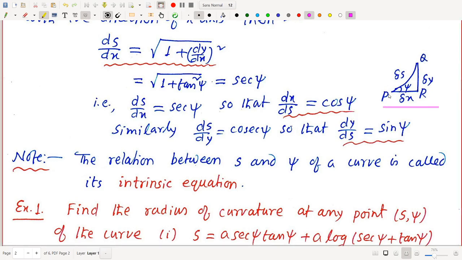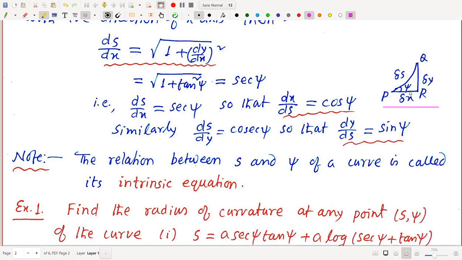These results are to be remembered, and they can be remembered from this elementary triangle. It is not really a triangle, but when P and Q are very near, the arc PQ will be almost straight. That is why this looks like a right angle triangle, and the angle made by the tangent will be the same as this angle psi. PQ makes an angle psi with PR. The coordinates of P are x, y, and of Q are x plus delta x, y plus delta y. So PR is delta x, QR is delta y. So the ratio delta y by delta x is tan psi, delta x by delta s is cos psi, delta y by delta s is sin psi.